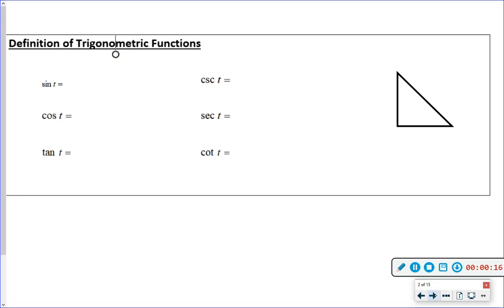So first, we need to just go through and define the trig ratios. Ratio, remember, is a fancy word for a fraction. You're comparing two sides of a right triangle. So off on the side, I drew my little digital one. Draw yourself a right triangle. Put my little right angle in there.